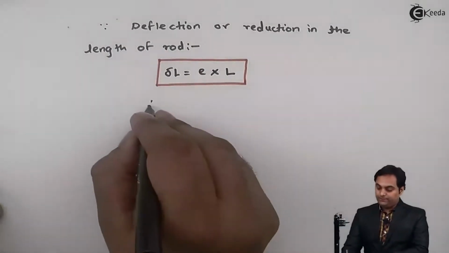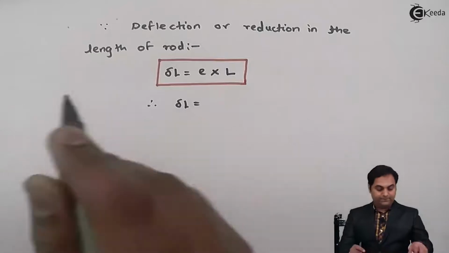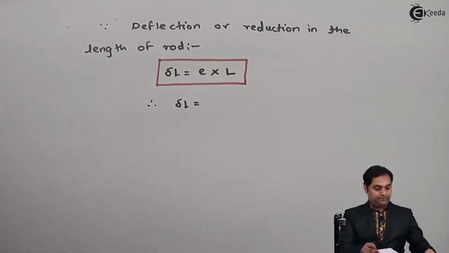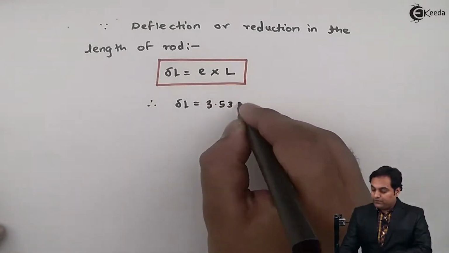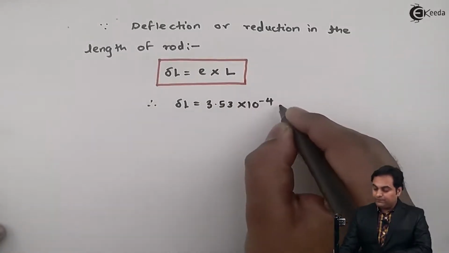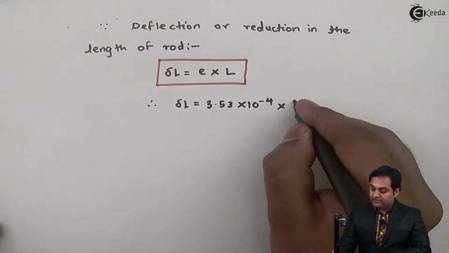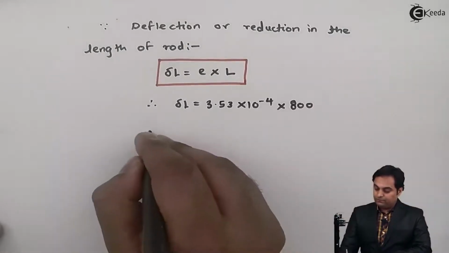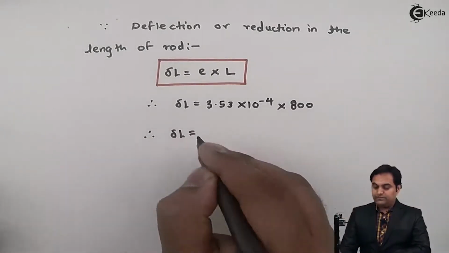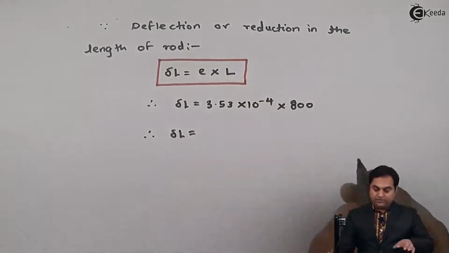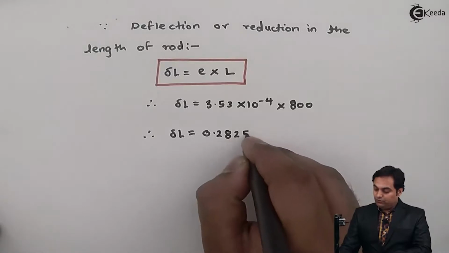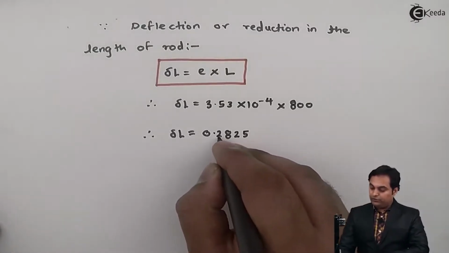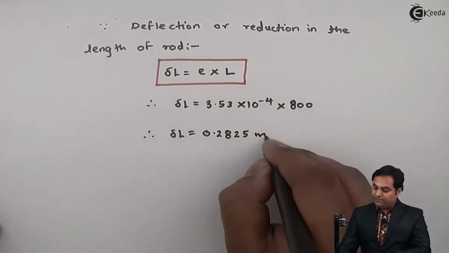So therefore deflection will be strain, it was 3.53 into 10 raised to minus 4. Length of the member is given as 800. So from this I'll get my answer of deflection, which comes out to be 0.2825 mm.